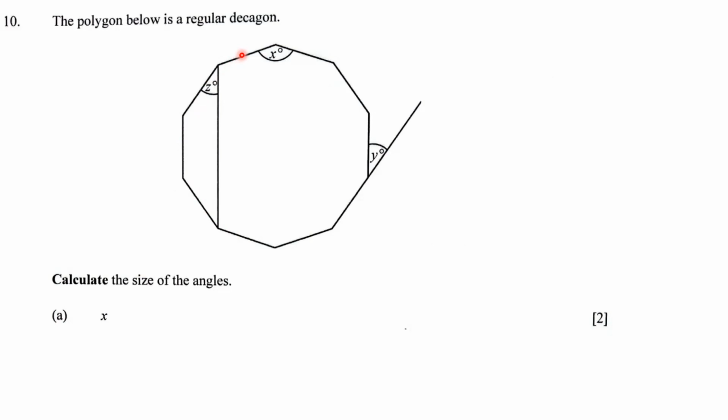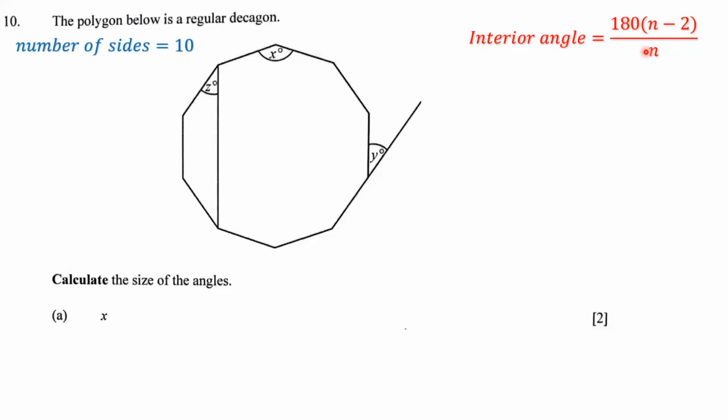Now, what we need to find out is the value of X. X is one of the interior angles of this decagon. And so how are we going to figure out the interior angle of a decagon? Well, first, we need to use this formula. The formula states that if you want to find the interior angle of a regular polygon, you take 180 and multiply it by n minus 2 all over n, where n is the number of sides. The number of sides for this regular polygon is 10 because it is a decagon.